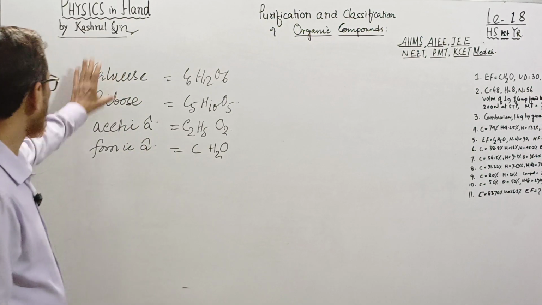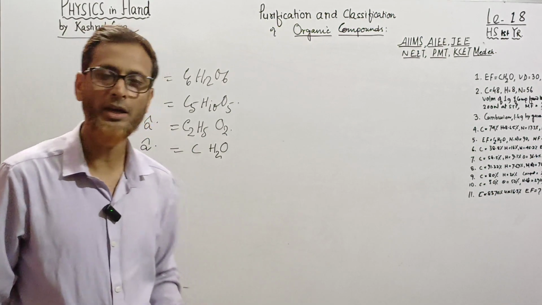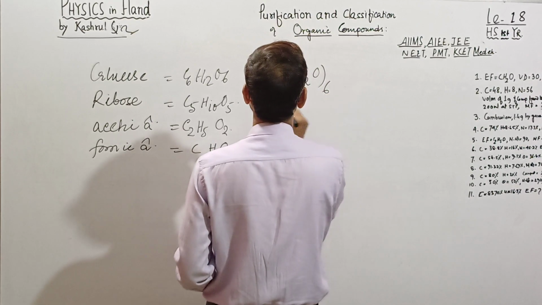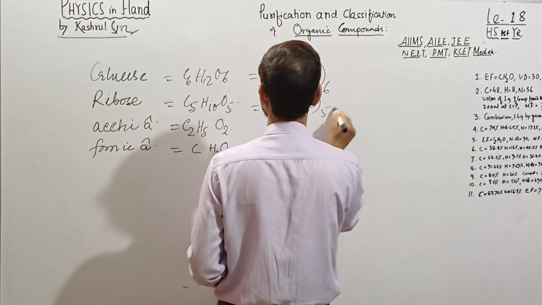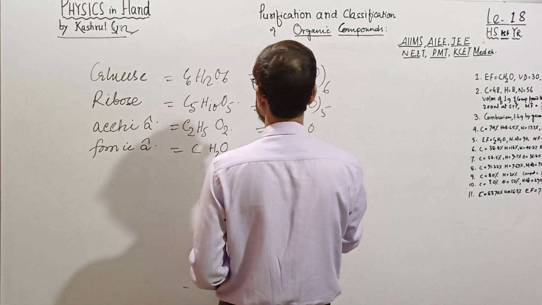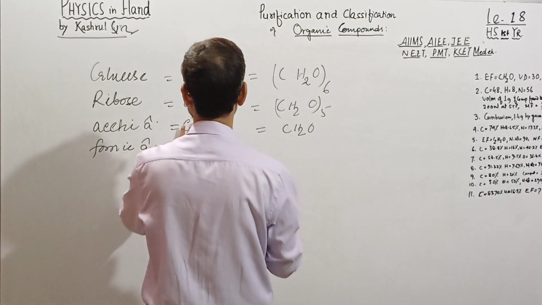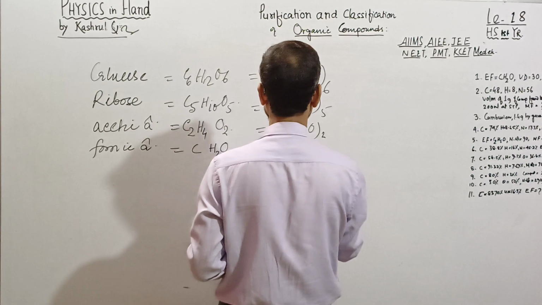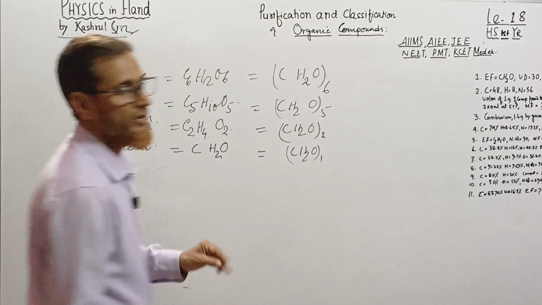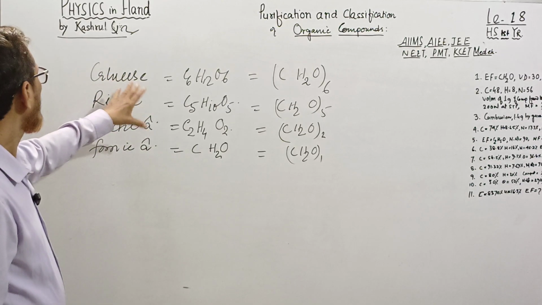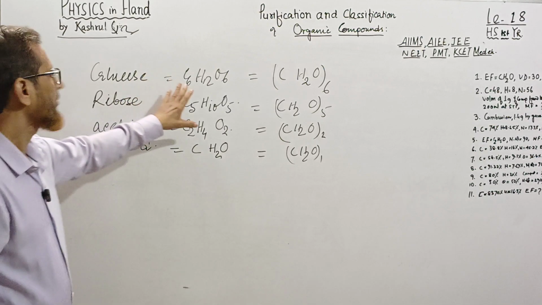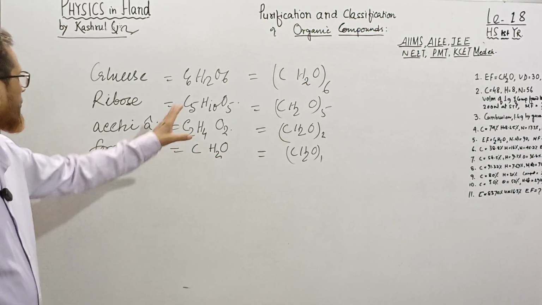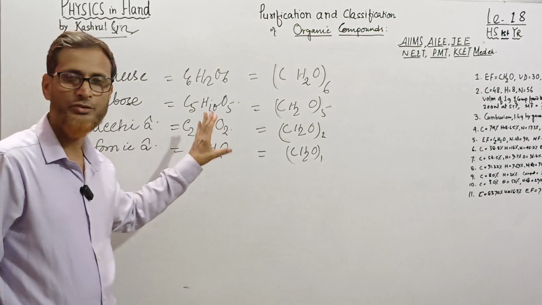I have written the formulas of glucose, ribose, acetic acid and formic acid to explain empirical formula and molecular formula. Let's see. We have seen that the formulas of glucose, ribose, acetic acid and formic acid are C6H12O6, C5H10O5, C2H4O2 and CH2O. It is known to you. You can very easily find the formula anywhere.